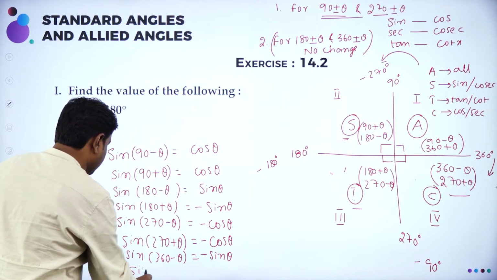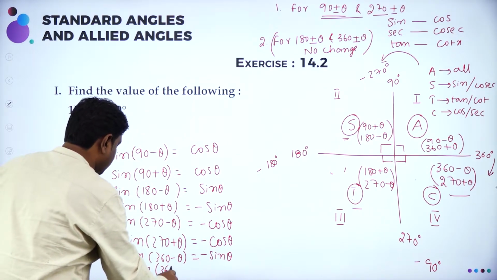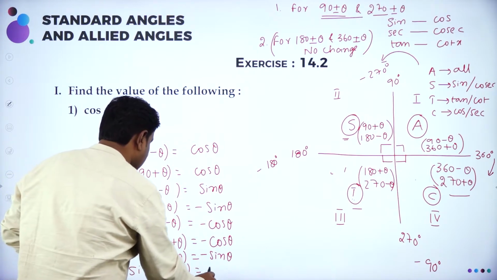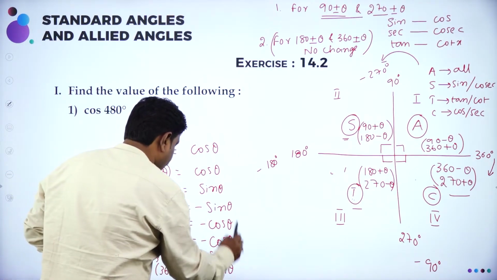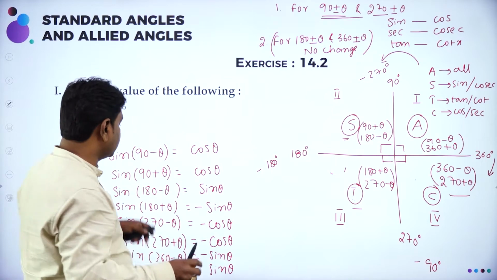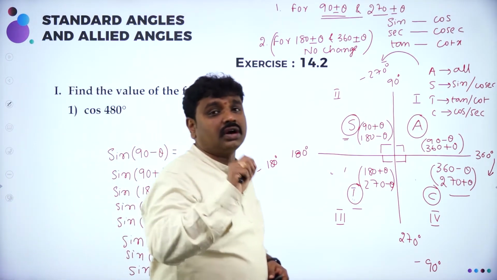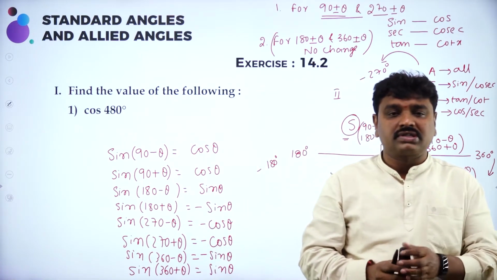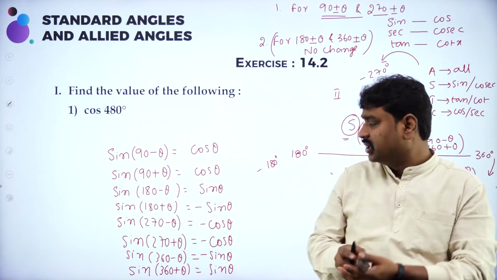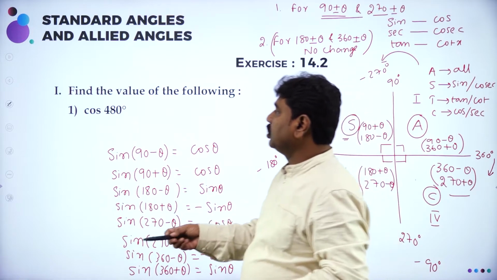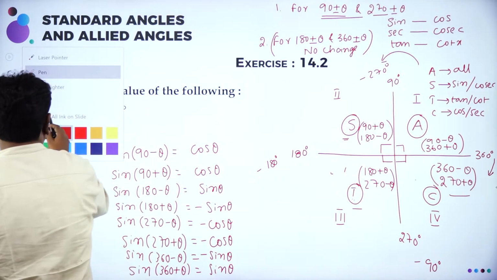Sine of 360 plus theta, again function does not change, so it will be sine theta. For 360 and 180, function does not change. So I wrote all the values for sine. Same thing you sit and do for cos. For cos 180 minus theta, cos 90 plus theta, you fill this. Now we'll go to the problems. I hope all of you got this.